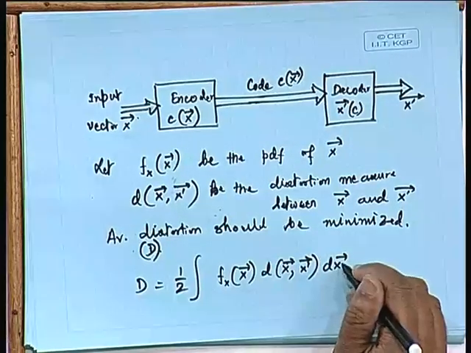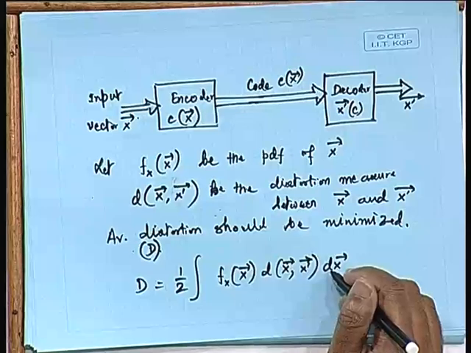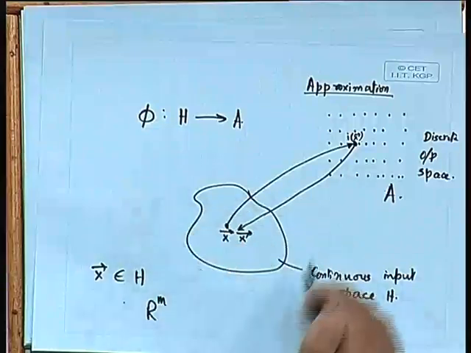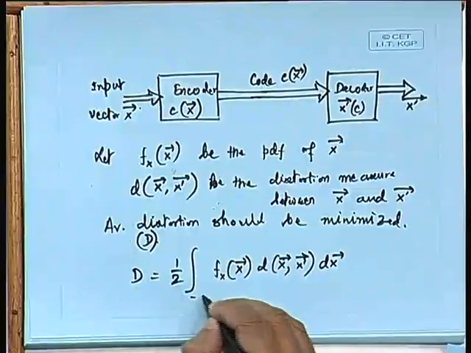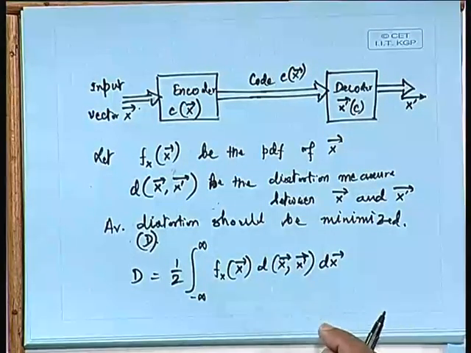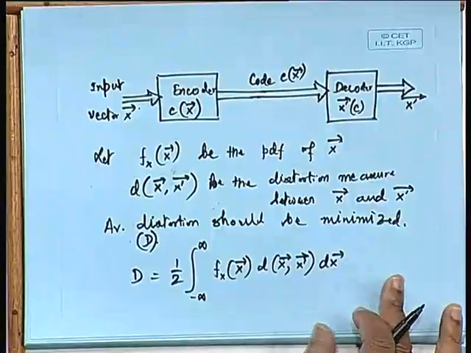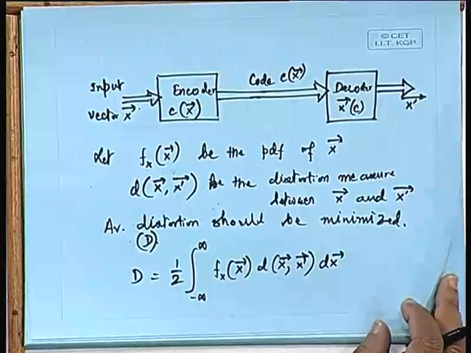Now, the x vector is an m-dimensional vector. So, what we have to do is integrate in the m-dimensional space. The integration I am considering is over the entire space. If this H is the continuous space, we have to integrate over the entire space. That is why, in the m dimension, I am showing the limits to be minus infinity to plus infinity, because a continuous input space is assumed. Okay. So, this will be the expression of the average distortion.